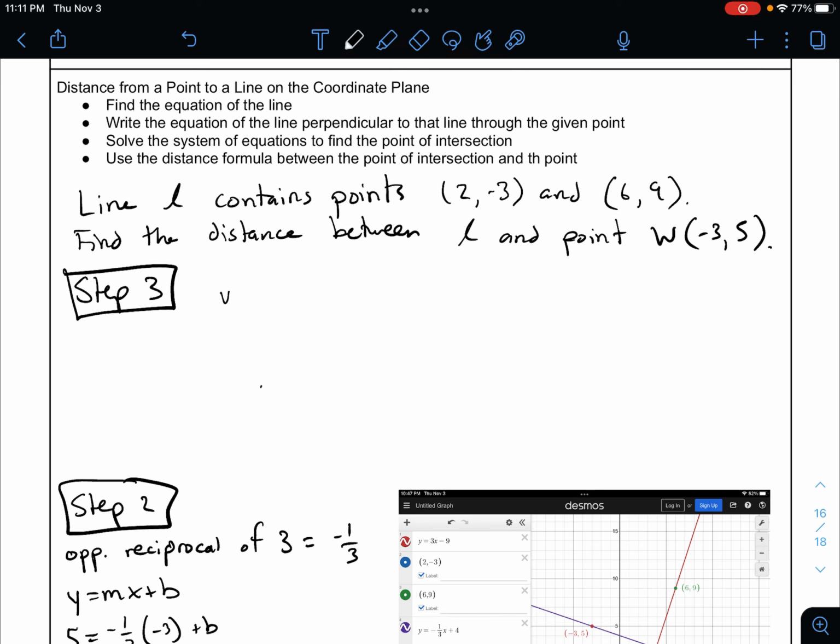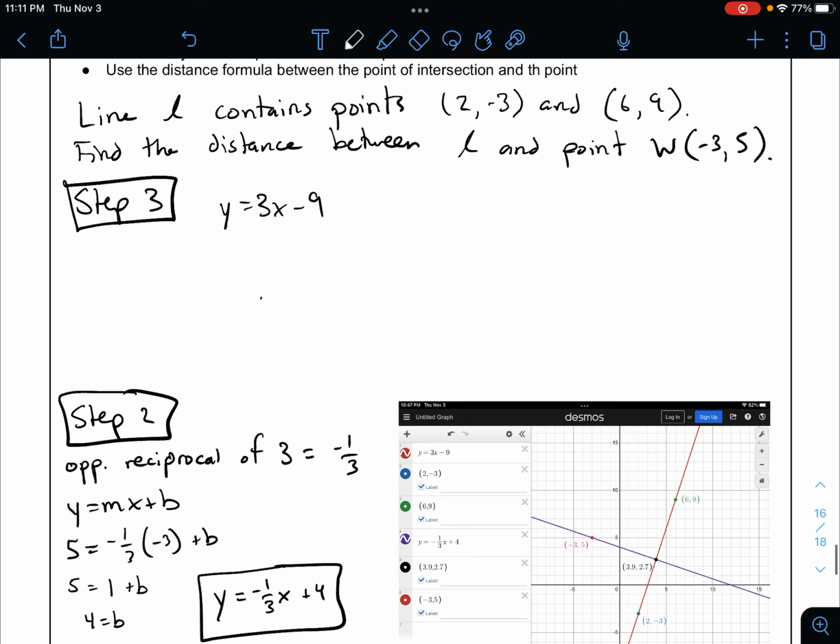My first equation was y equals 3x minus 9. The new equation we just had was y equals negative 1/3 x plus 4. I'm going to set these equal to each other because they're both equal to y. That's the transitive property. So 3x minus 9 equals negative 1/3 x plus 4. I'm going to move the negative 9 over here, which would give me a positive 13. And I'm going to add 1/3 over here, so that would give me 10/3.